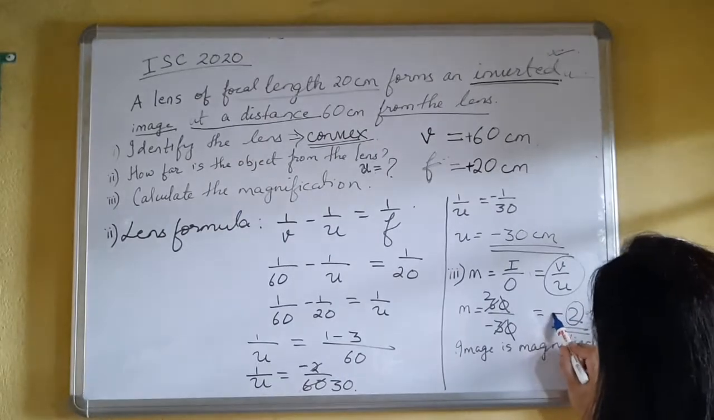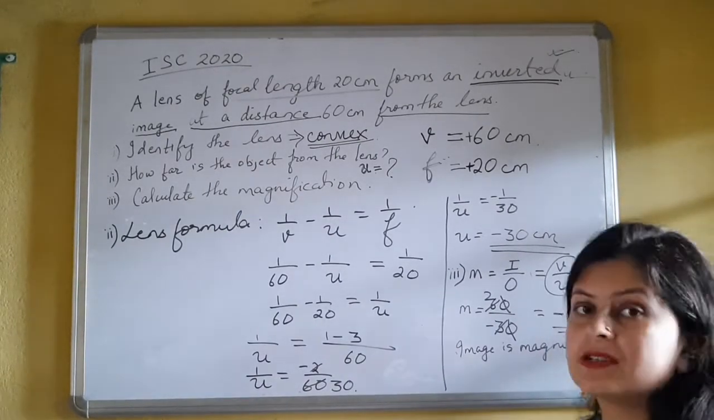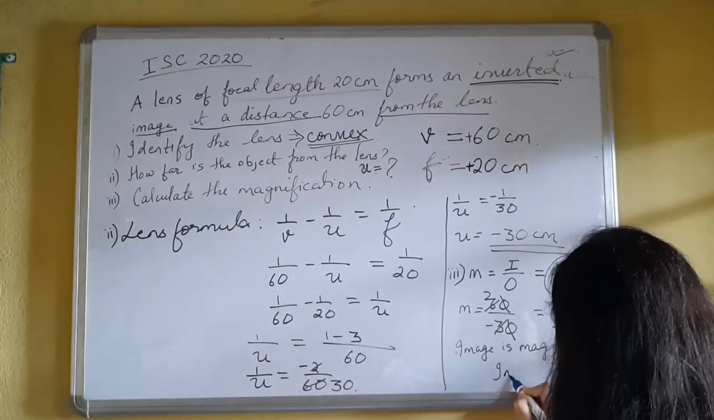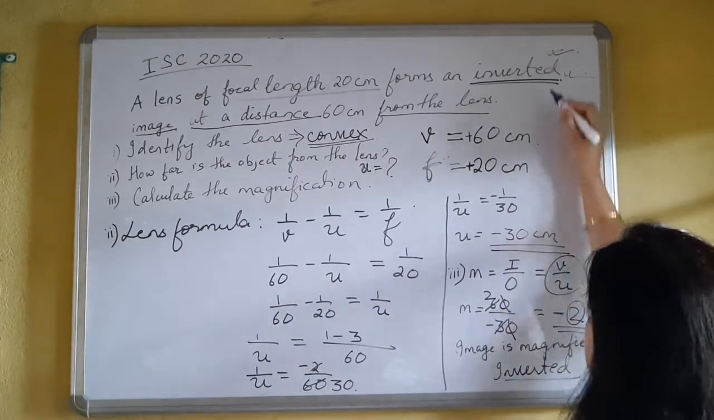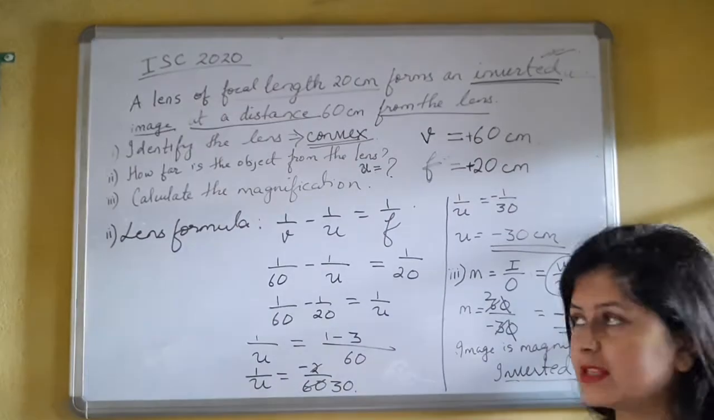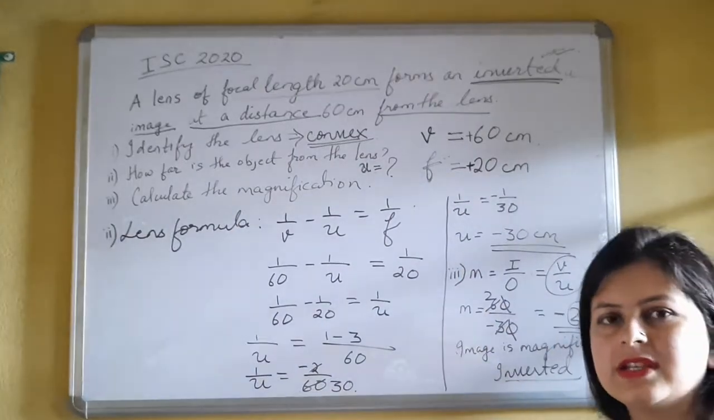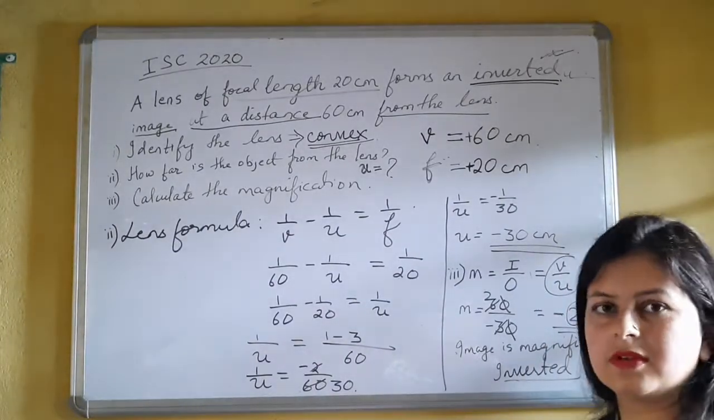Now this negative sign will help you to find out whether the image is inverted or erect. Now this minus means it is inverted, which was also mentioned by the question, isn't it? So the image is magnified as well as inverted. So this is your solution for the ISC 2020 question that was asked this year, okay? Pause the video, you may copy it down. Alright?